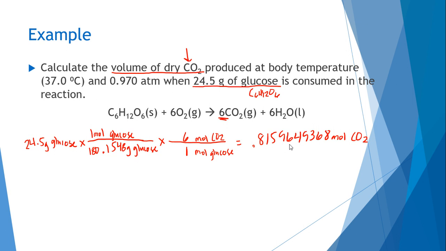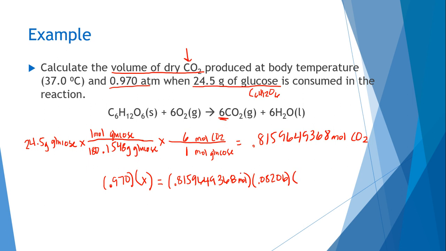Once we actually find moles of CO2, it will allow us to do our ideal gas law. If we look at our ideal gas law, we have PV equals nRT. So our pressure is 0.970. Our volume is actually what it's asking for, so we're going to plug in x. n is our number of moles, which we found previously, 0.815964938 moles of CO2. R is always going to be the same. It's our R constant. And then T is temperature.